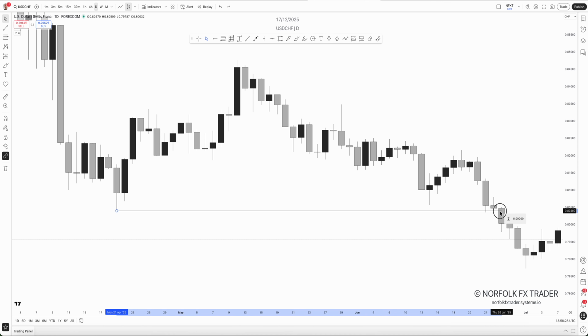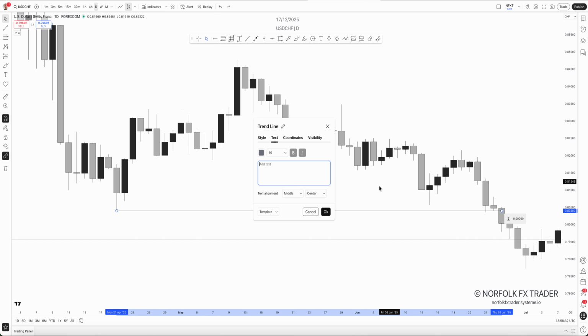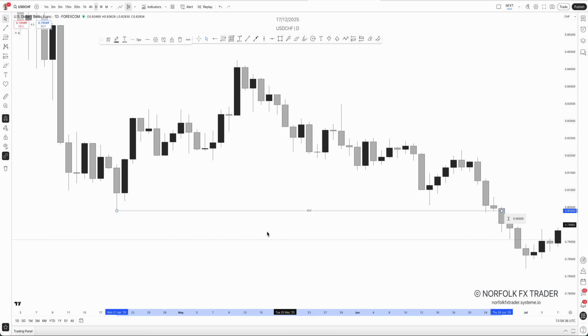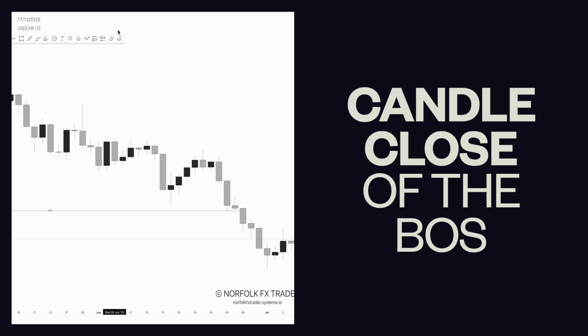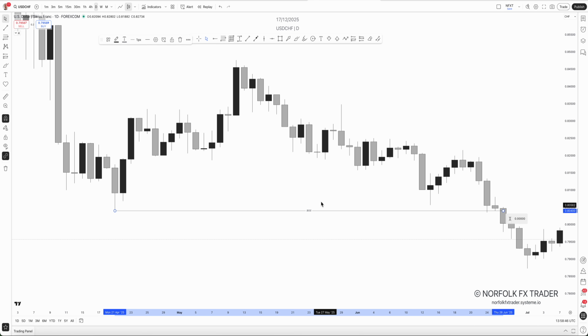So you can see where we have a break of structure, and I'm going to label this as a BOS in the market. So this is our BOS, our break to the downside. Now, a break of structure is only going to be valid once we see a candlestick closing through that level. Let me make this line thicker as well.